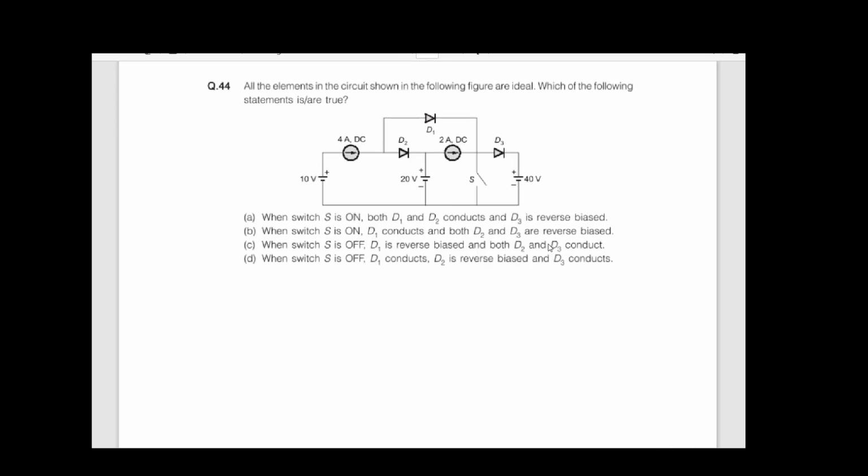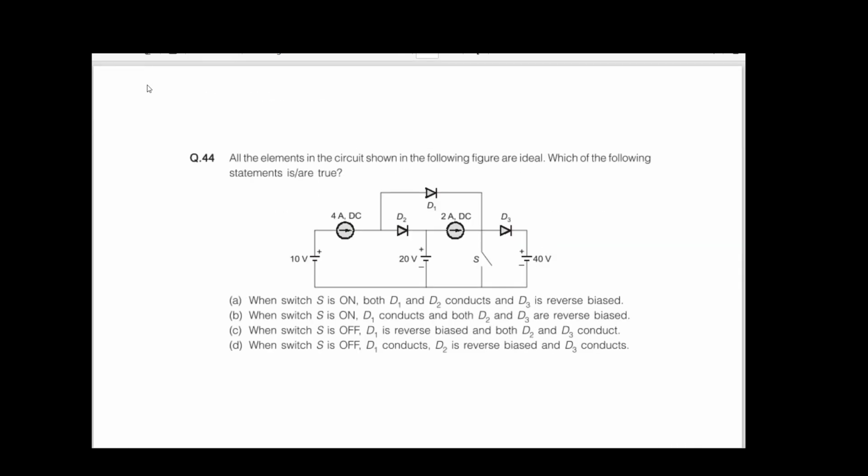Hello everyone. In this video, we will discuss the solution for question number 44 that was asked in 2023 in electrical. The question is from analog electronics, and we are given a circuit in which there are three diodes, two current sources, and three voltage sources with one switch, and we have to find which are the diodes that are reverse biased or forward biased according to the position of the switch.